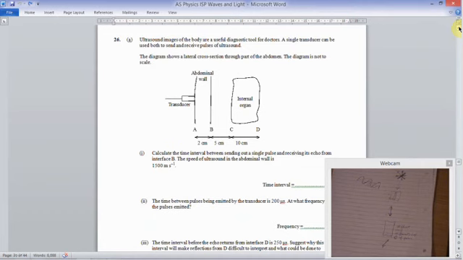Ultrasound images of the body are a useful diagnostic tool. We've got a diagram here that is not drawn to scale, but they've given us some distances which help. Calculate the time interval between sending out a single pulse and receiving its echo from interface B. The speed of ultrasound in the abdominal wall is 1500 meters per second. So we've got the speed, 1500.